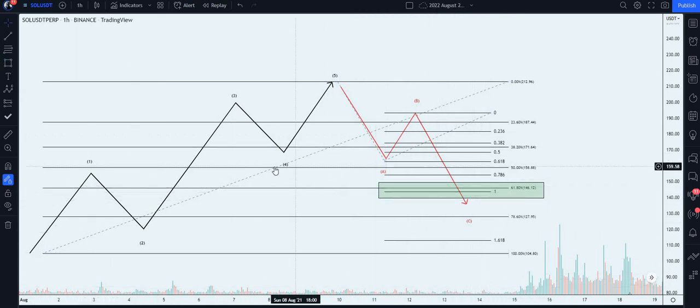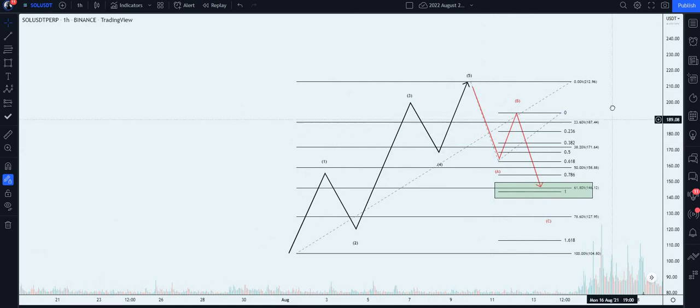Right in that green area. So it doesn't mean it can't retrace down to the 786, and it doesn't mean it couldn't have just retraced somewhere up here to the 382 right here, right? But you're basically looking at these levels and trying to find confluence, right? And confluence is where multiple TA lines up to support your thesis.